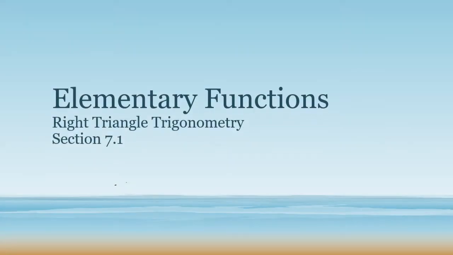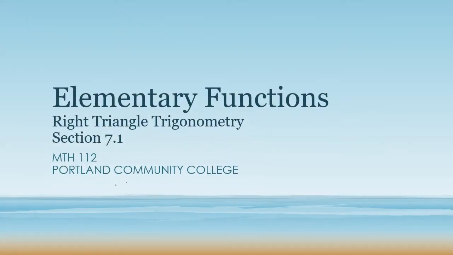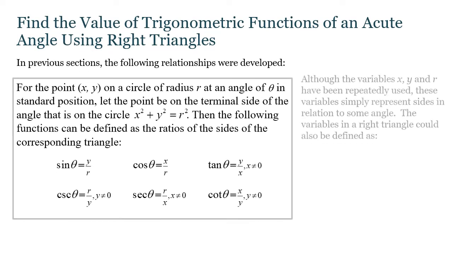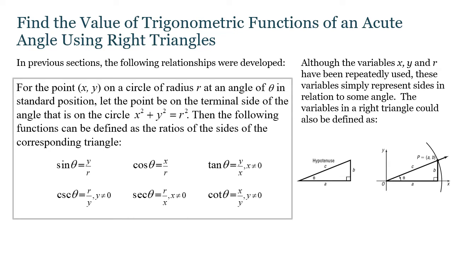In this section, we're going to cover right triangle trig. So we can kind of go back to what we learned in earlier sections in chapter 5 about the relationships between sine and the y value of the coordinate point, so the vertical, and then the r value, so the radius of the circle.